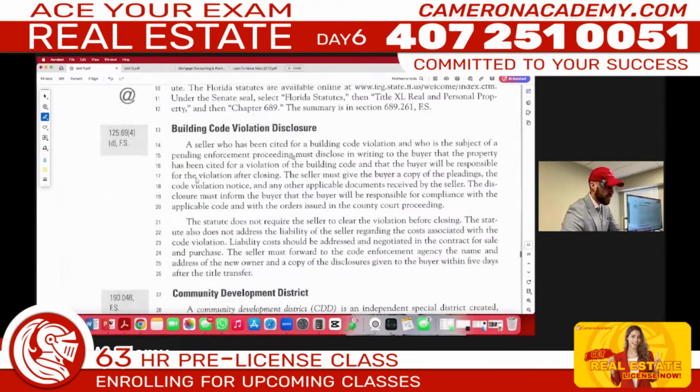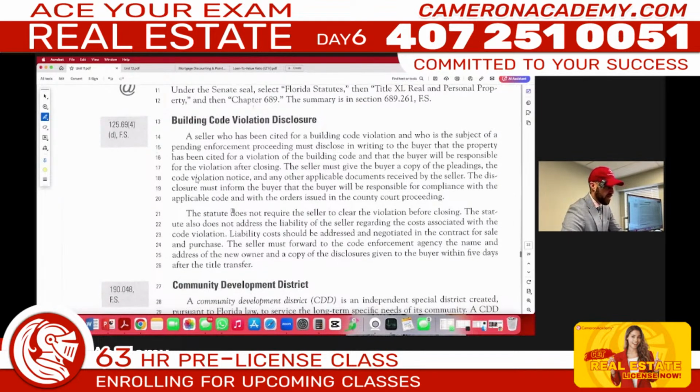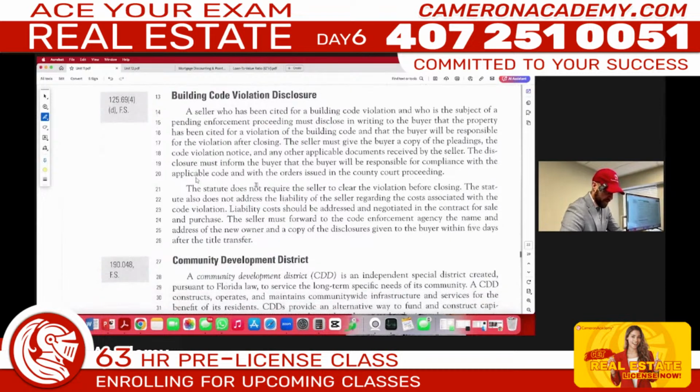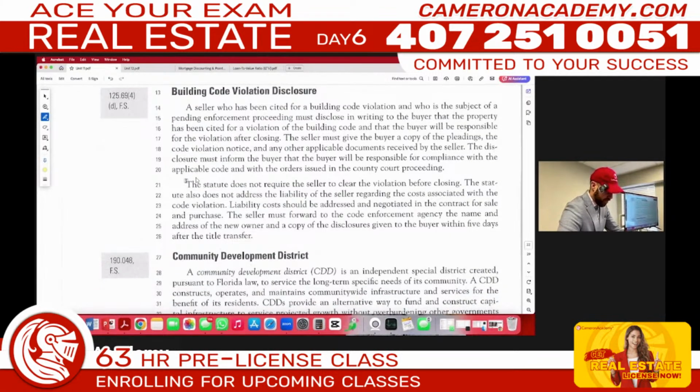Code violation disclosure. You can sell a home as is with a code violation. You can. You'll see right here, what do you need to know? Once you sell the property, the seller must forward to the code enforcement agency the name and address of the new homeowner, whoever bought their property, with a copy of the disclosure given to the buyer within how many days of title transfer.